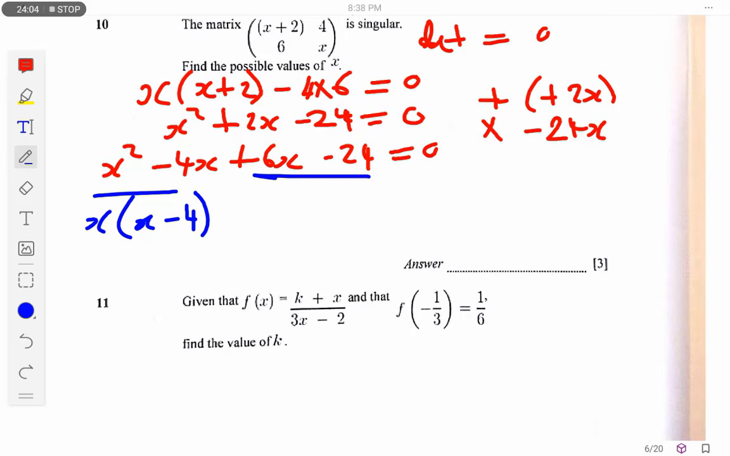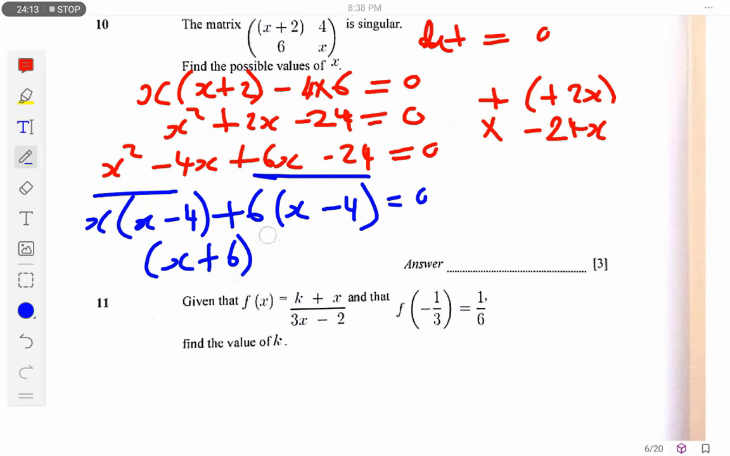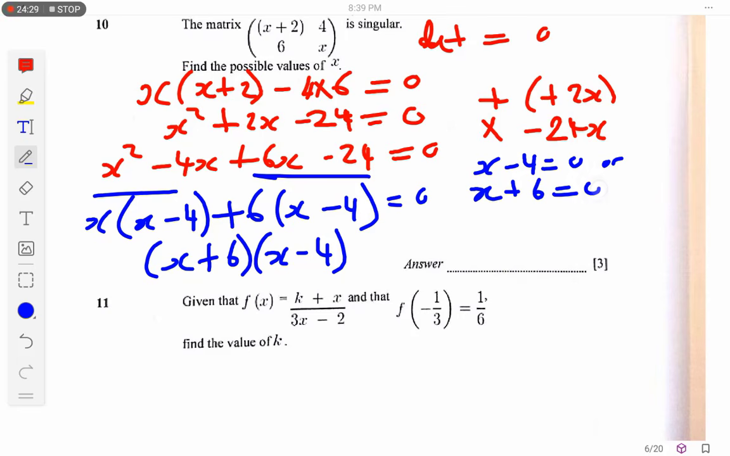Then for the next one, I can take out plus 6 there and have x minus 4. So I've got factors of x plus 6 and x minus 4. So you now say x minus 4 is equal to 0, or x plus 6 is equal to 0. That's how we solve it. Then you solve for these and you get your x value is going to be 4 or minus 6 there.